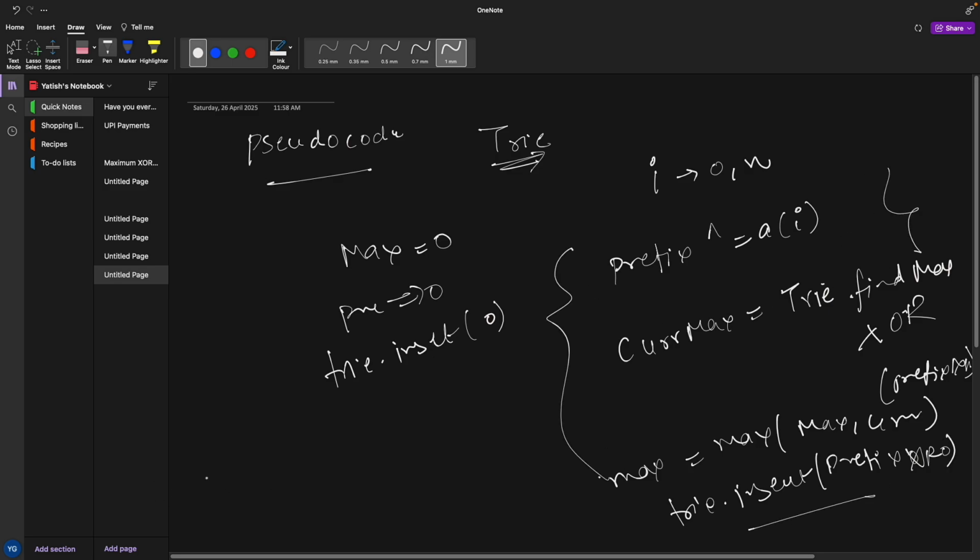I would share the code in the description. Have a look at that and let me know in the comments if you find any difficulty understanding this. I know it's a tricky problem as trie is not an easy data structure to understand, but this is the most efficient approach, and it would give me O(n) time complexity and O(n) space complexity.